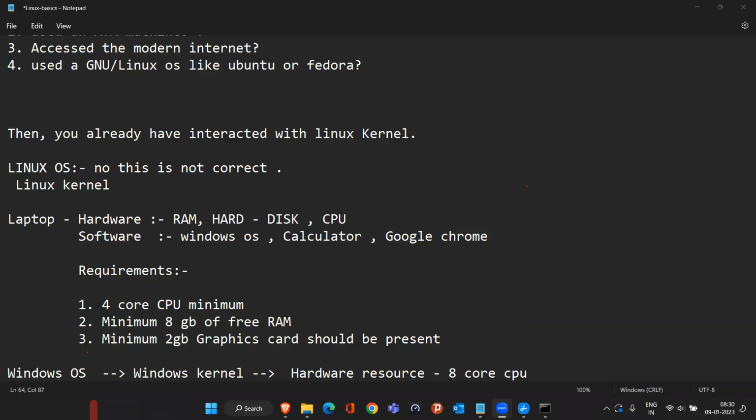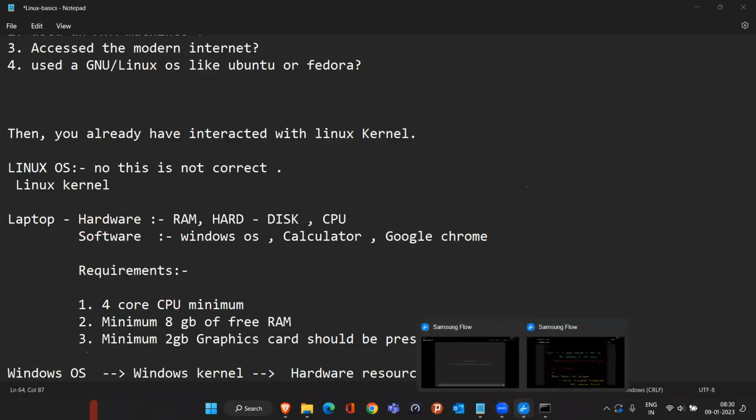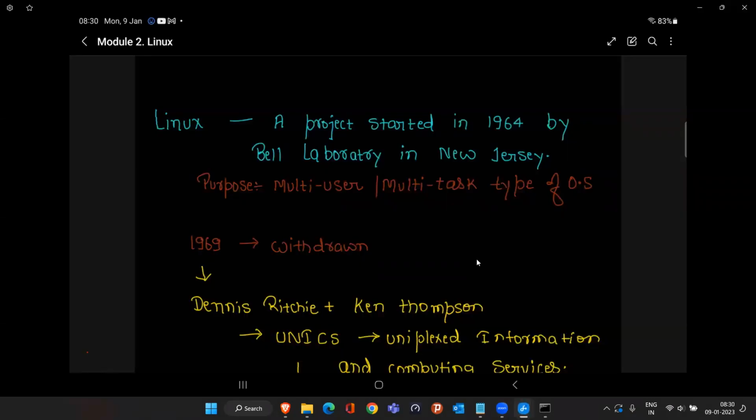No further ado, we'll come to our topic today. Today's topic will be just again the basics: where the Linux project got started. If you try to understand why Linux started, or why people want to go for an operating system which can provide this much functionality.